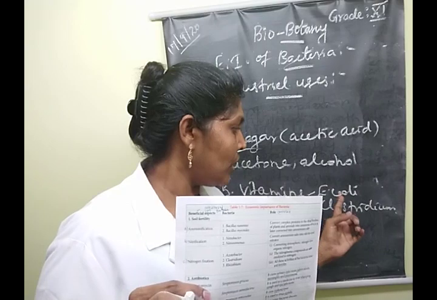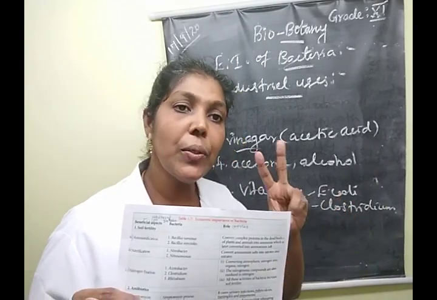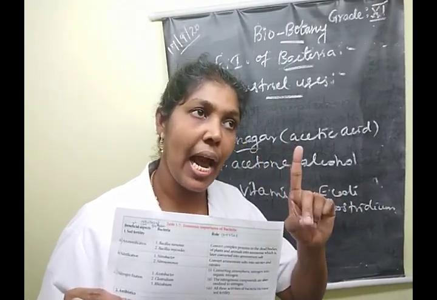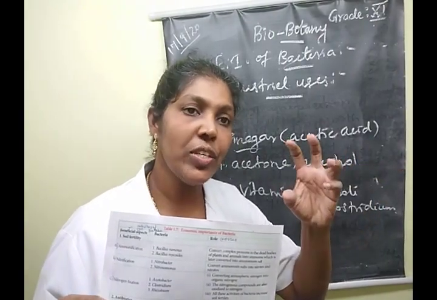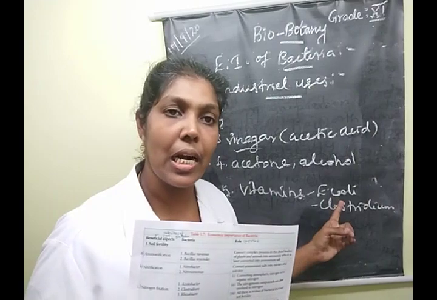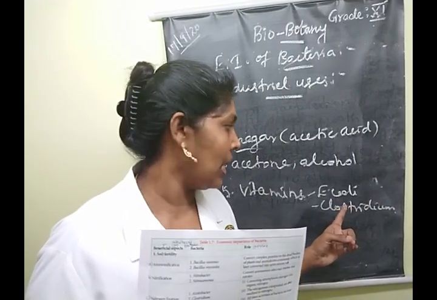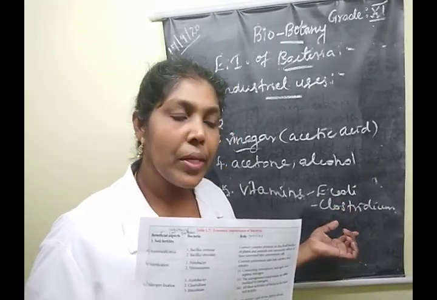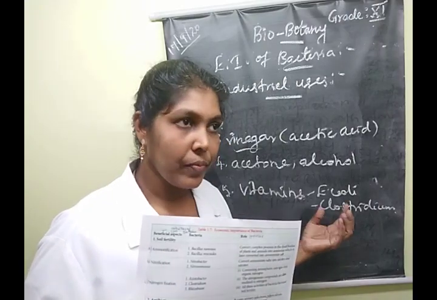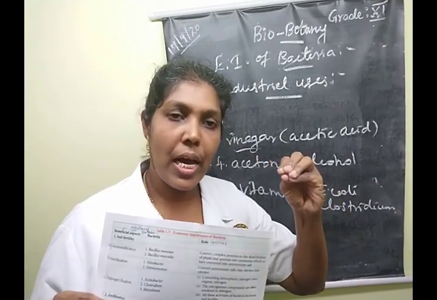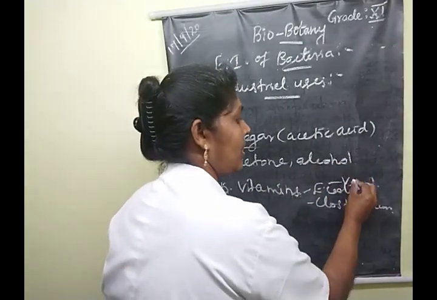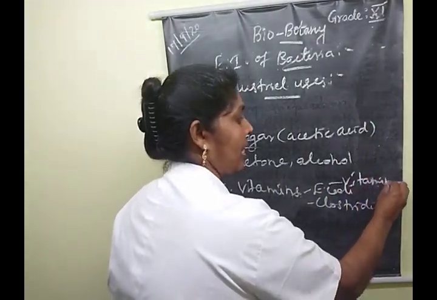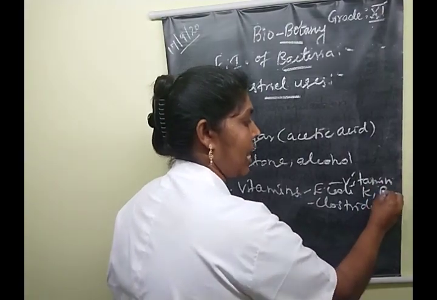In the intestinal system, they produce two types of vitamins for us: vitamin K and vitamin B complex. Clear? These are the two vitamins produced by the bacterium Escherichia coli. Clear? Clostridium, this one produces vitamin B2 for us.